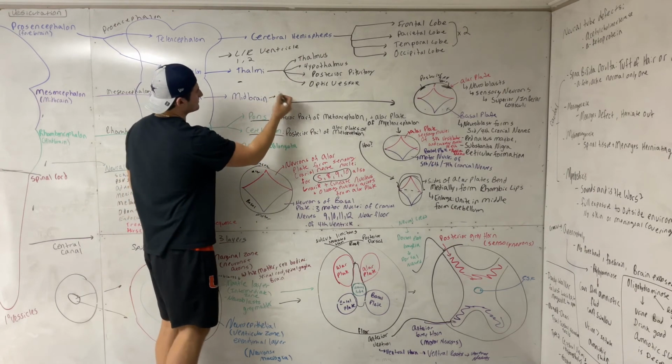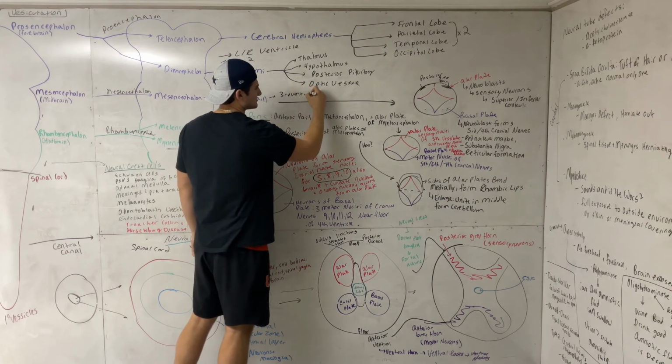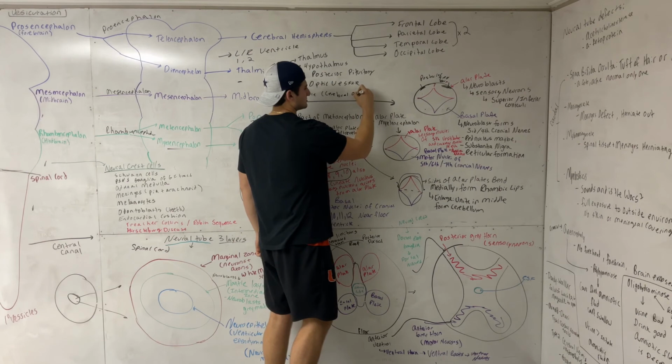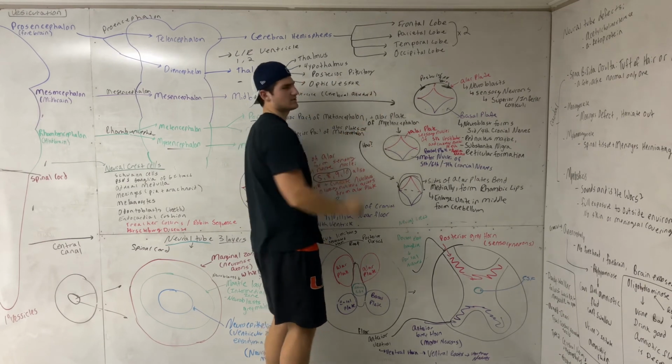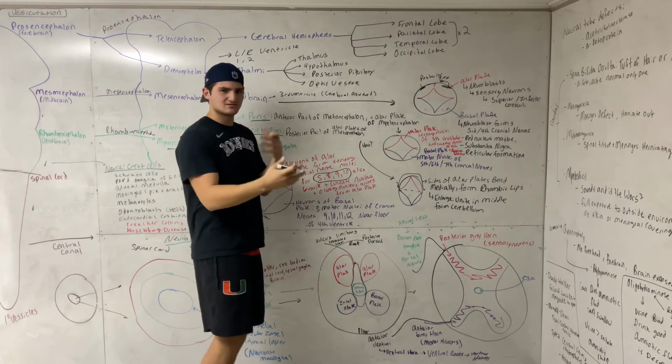Well, this guy right here, he's going to form the 3rd ventricle. And where does he pass through? The cerebral aqueduct. Okay, where am I going with this and why? Well, it's just a good thing to integrate everything.